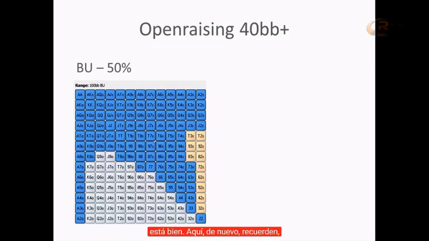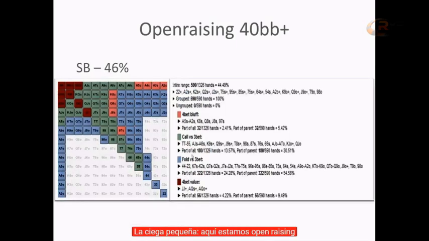Here again, remember, the late positions are a little bit looser than the average player is open raising from these positions. Now the small blind. Here we are open raising 46%. Remember, we are out of position, and this is a raise only strategy. Here I also implemented how to react against 3-bets.